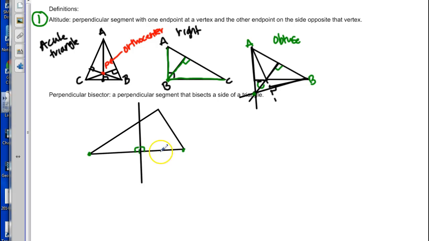Now remember what that means. Bisect means cuts into 2 equal parts here. So if I have segment AC, and let's say this is point M, I now know that segment AM is equal to segment MC. They are the same measure because this is a perpendicular bisector. It's a bisector, so bisector means cuts it into 2 pieces.